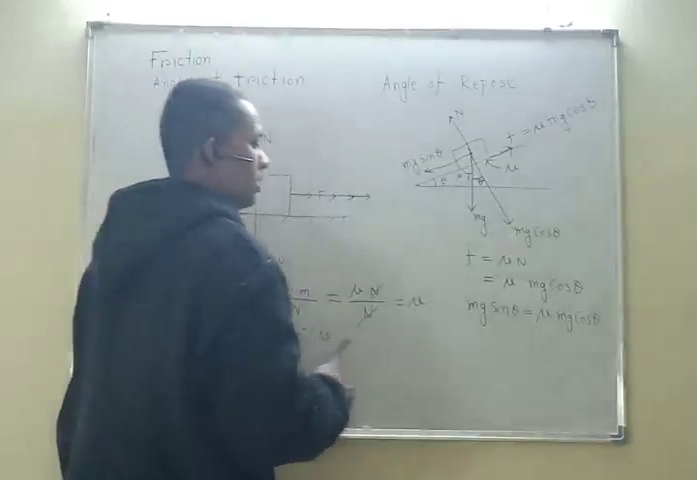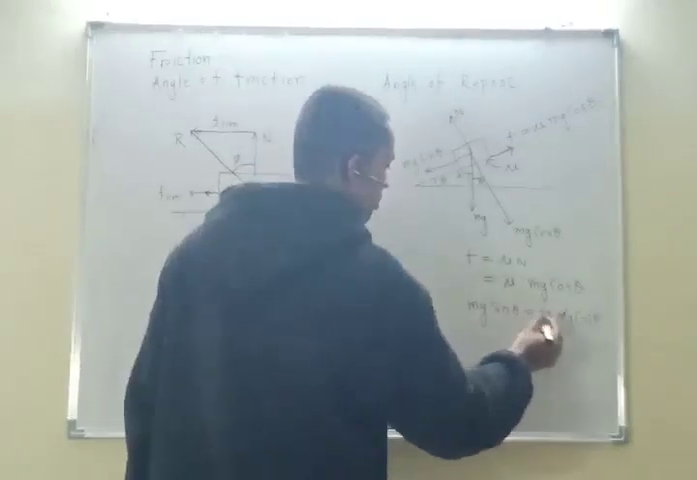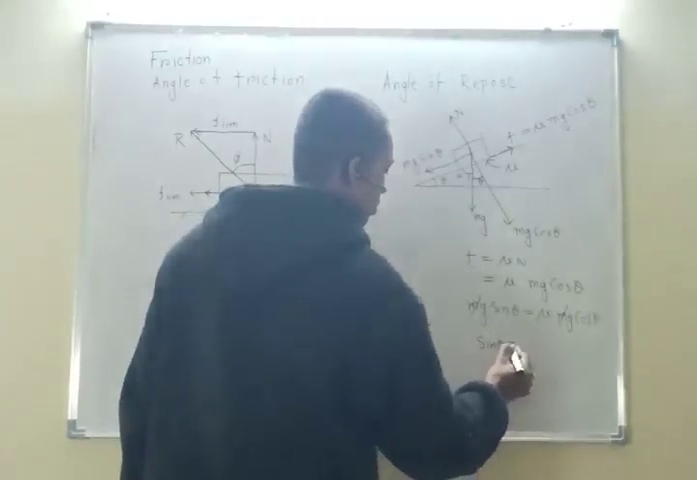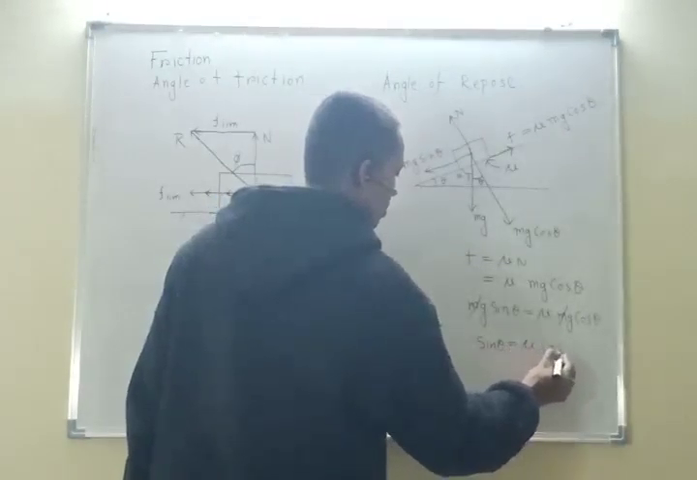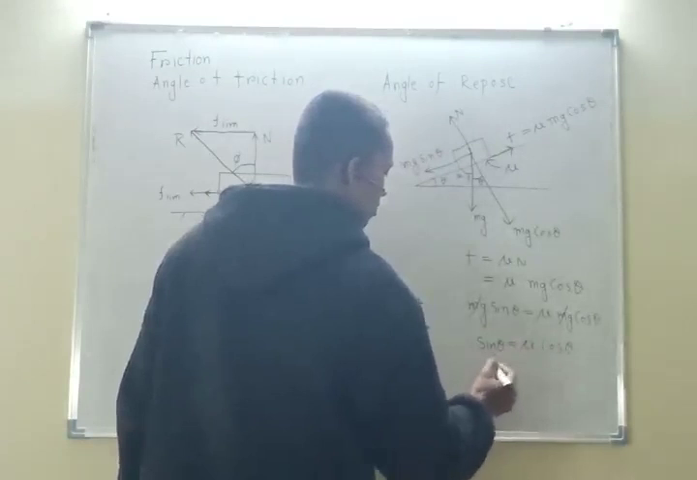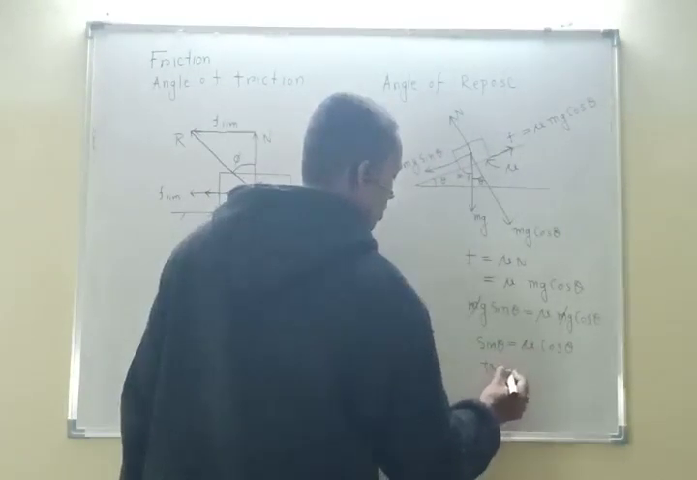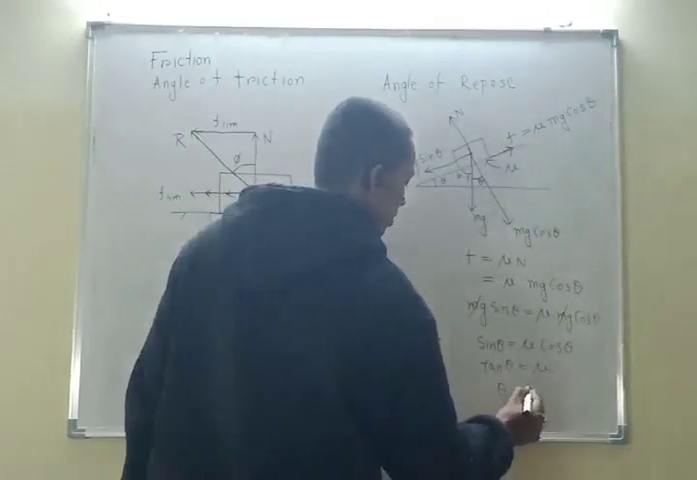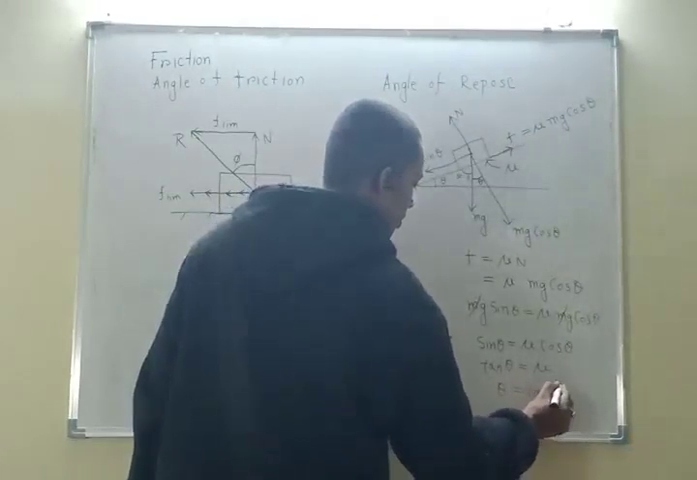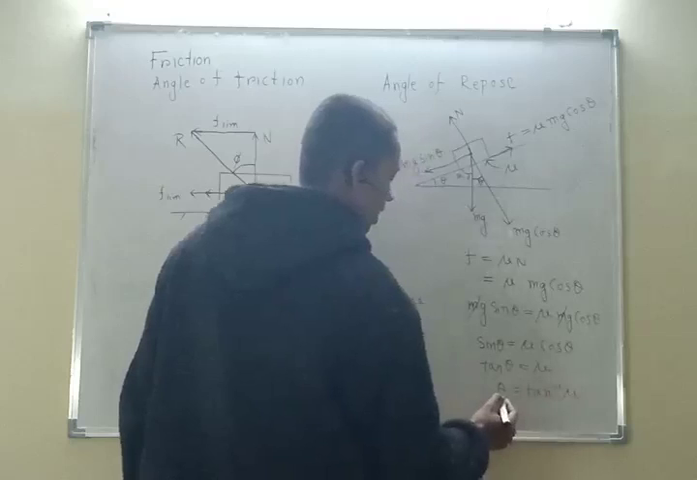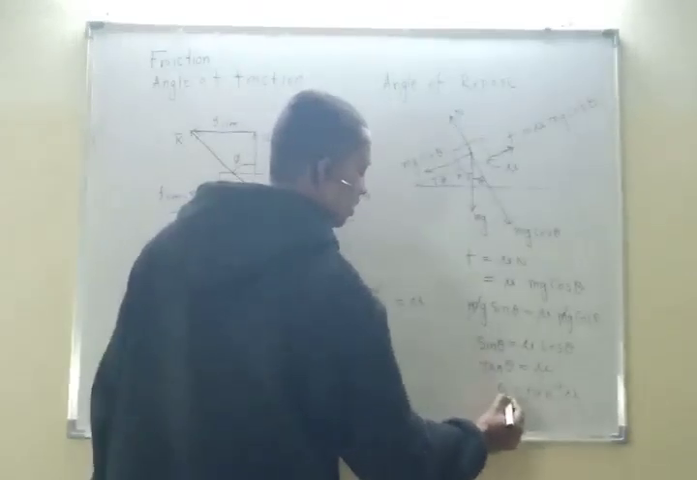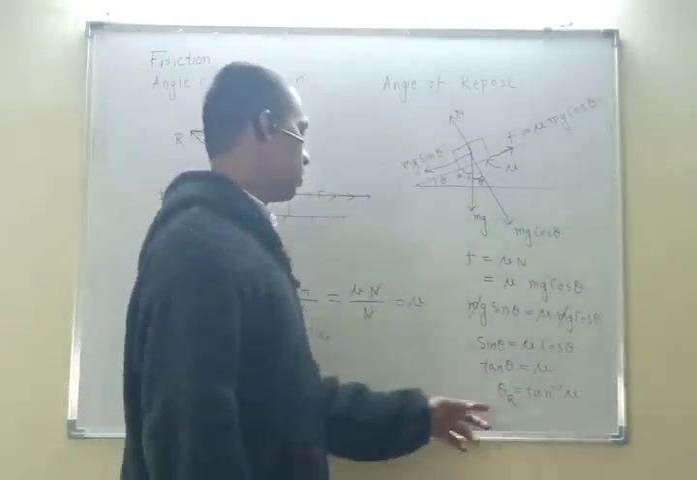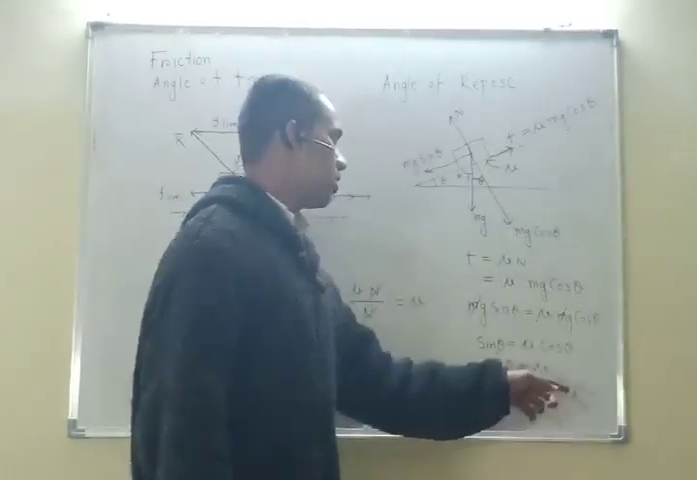What is the value of theta? See, mg and mg cancel. Sin theta equals mu times cos theta. So sin theta by cos theta, tan theta, is equal to mu, or theta is equal to tan inverse mu. Right now we can write this theta as theta r. It means angle of repose. So what is the angle of repose? That is tan inverse mu.